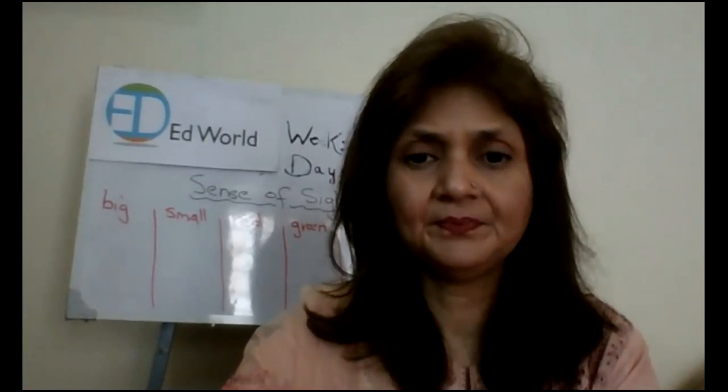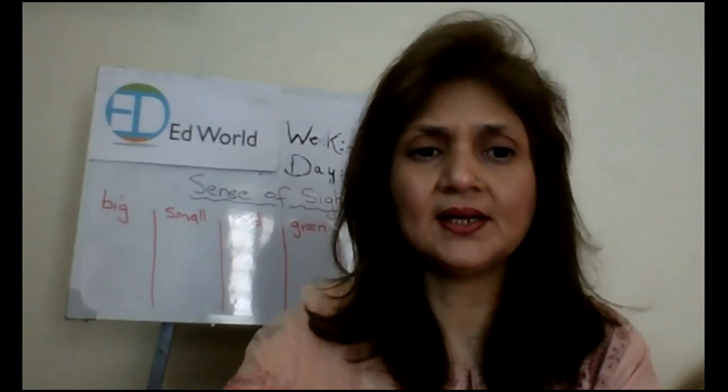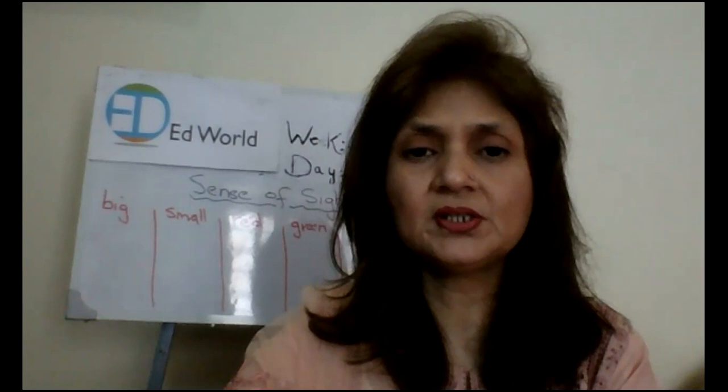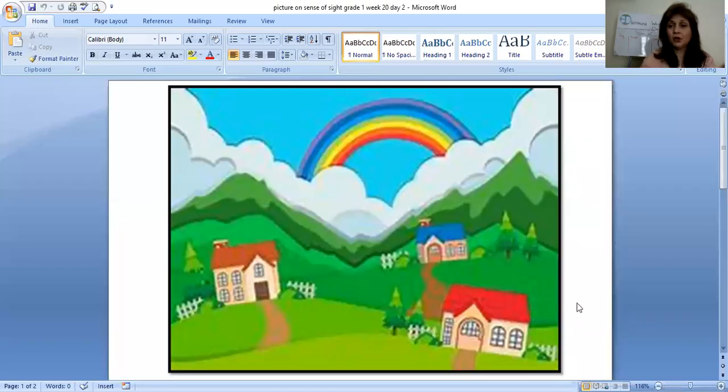Eyes are closed? Wow, very good, class. Your eyes are closed. Don't look. Now follow my instructions. Can you see anything? Can you see whatever I am showing you? No, you can't see. Why? Because your eyes are closed.